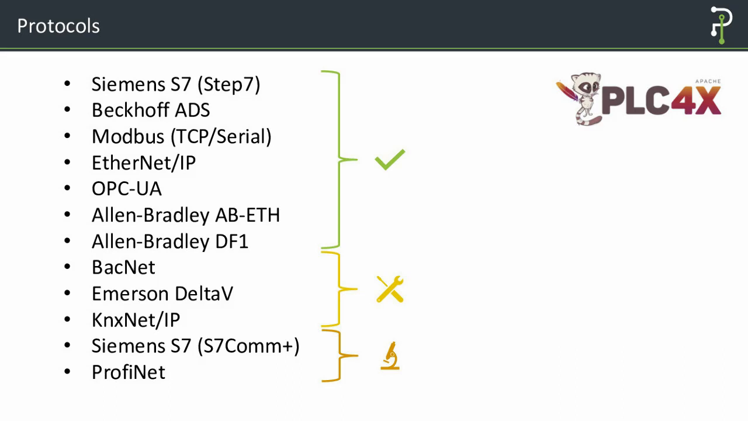There are some protocols we're working on. BACnet is also important for building communication. Amazon Delta V, and KNXnet is also important for buildings and for home automation. This is mostly driven by Chris, the initiator of the project, who wants to talk with his house via PLC4X. So he implements the KNX protocol.